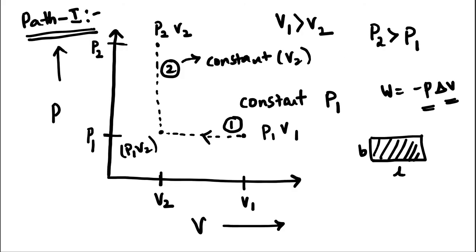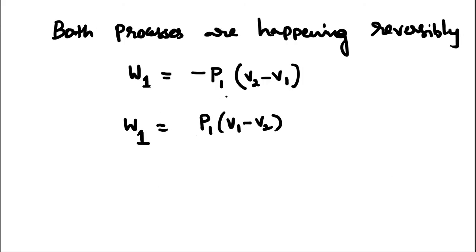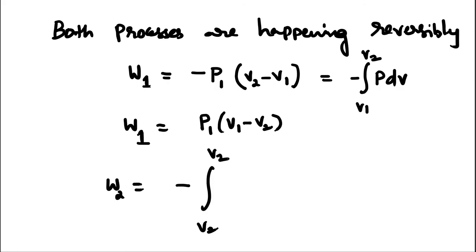Now let's take the process 2. Here the process 2 happened actually at constant volume. There is no change in the volume. So when there is no change in the volume, delta V is equal to 0. Therefore work done is 0. So this is also equal to, let's say, integral V1 to V2 of minus P dV. And W2, that is integral V2 to V2 of P2 dV, and this is 0. Why? This is happening at a constant volume.